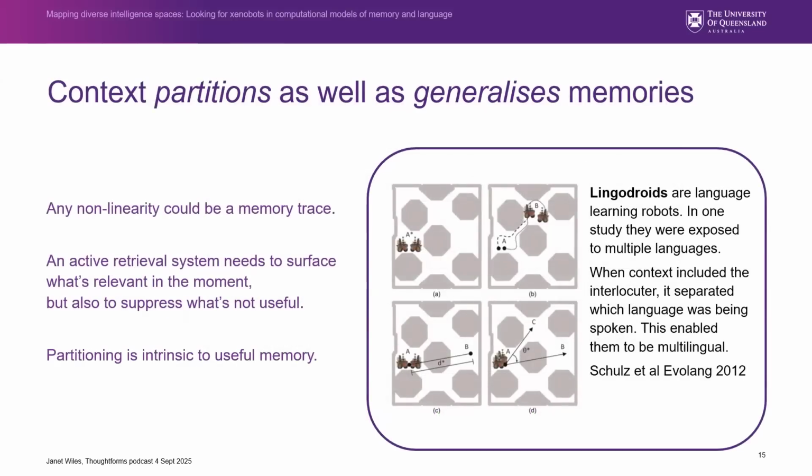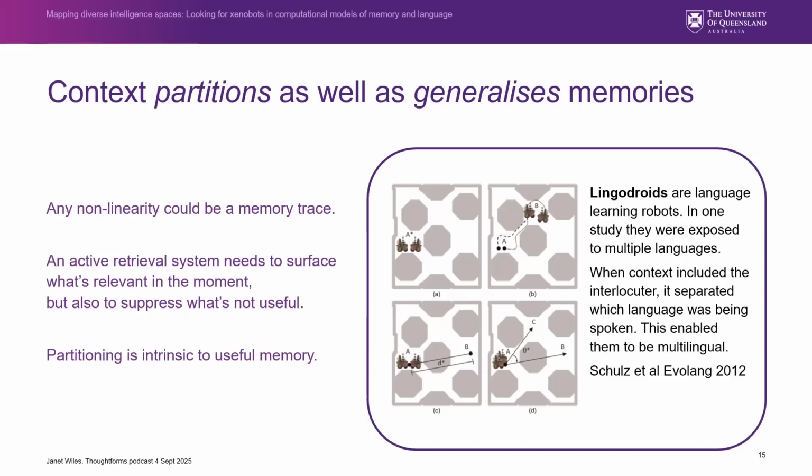So just before we leave memory, I've got just two slides here. One is thinking about memory not just as generalizing in terms of access, but also as partitioning. As I just said, any nonlinearity could actually be a memory trace. It doesn't have to be intentional to start with. But thinking about the active retrieval system, it needs to surface what's relevant in the moment, but also to suppress what's not useful. And so this sets up the notion that partitioning is actually intrinsically useful to memory.